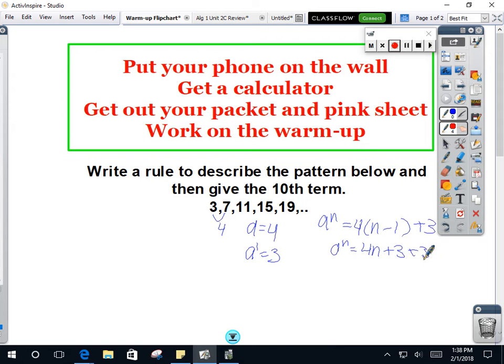Whoa, whoa. You're distributing. What's 4 times negative 1? Yeah. Distributing is multiplying. And then plus 3, yeah.